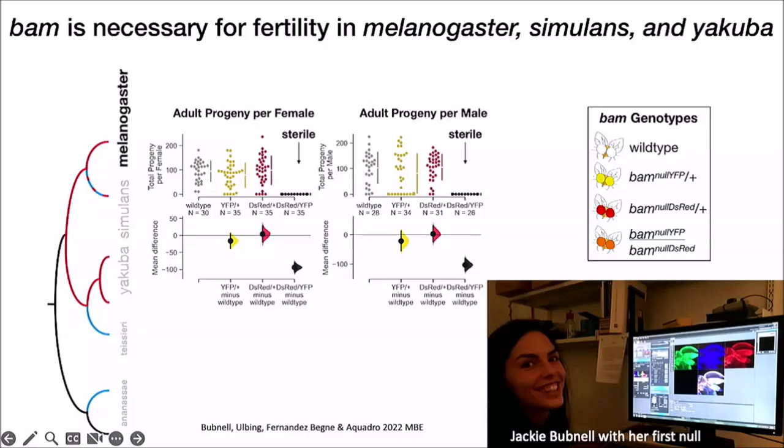If you look at the wild type, the YFP over wild type, the DS red over wild type, these have at least one wild type chromosome. Bam here has the YFP over the DS red, so there are two disruptions, and the fertility is 0, so these are sterile flies. You can see the difference; it's highly significant. This was a confirmation that if you make nulls of this homozygous, no progeny are produced at all.